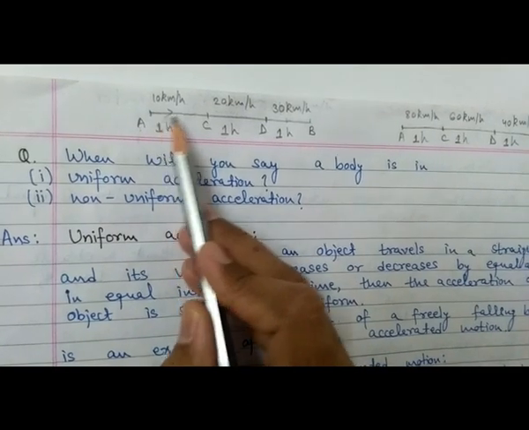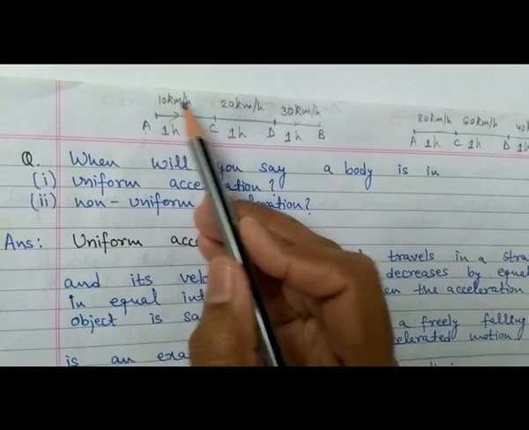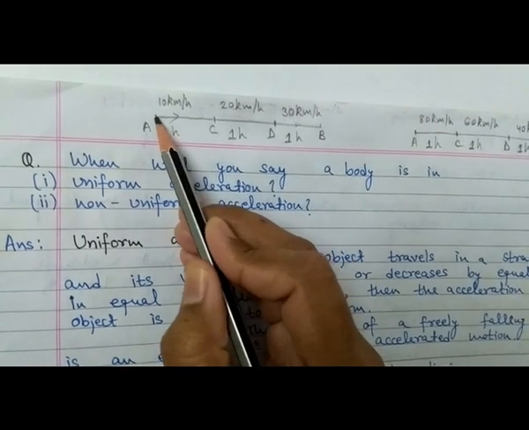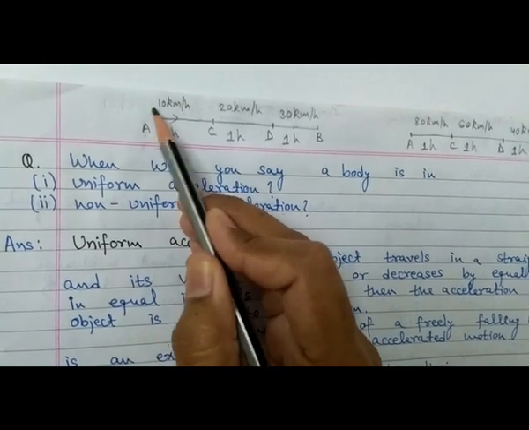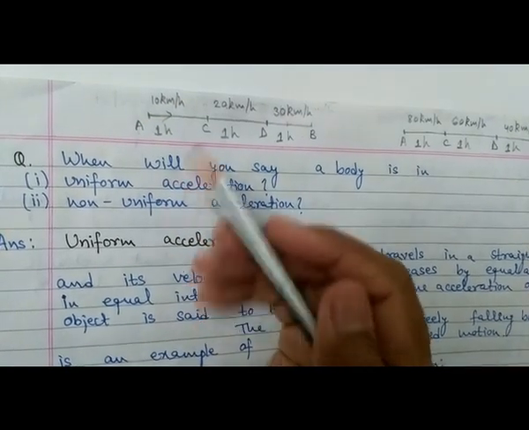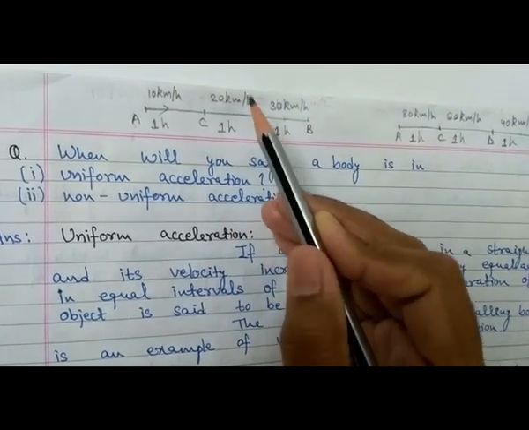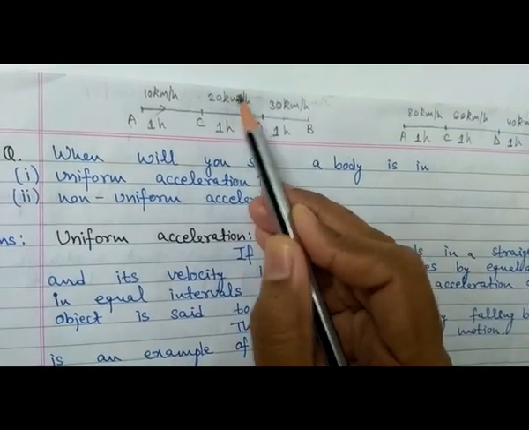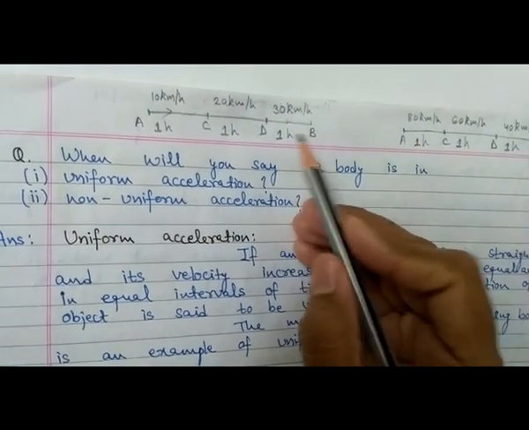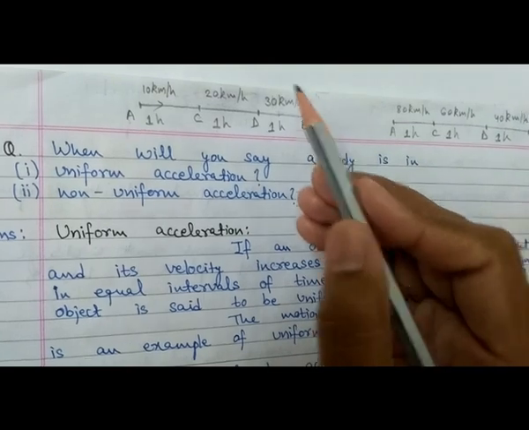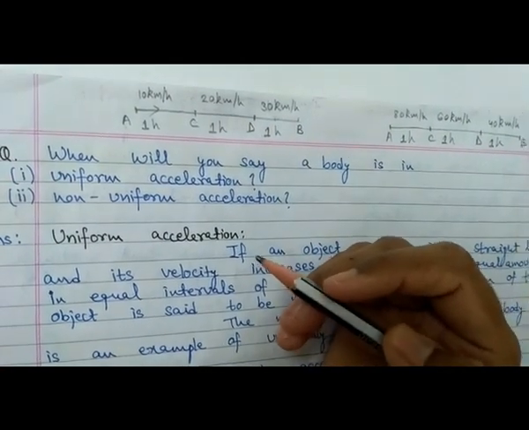When the car was going from A to B, it was noticed that while traveling from A to C, the car was having a velocity of 10 km per hour. While traveling from C to D, the velocity was 20 km per hour. And while traveling from D to B, the car was having a velocity of 30 km per hour.